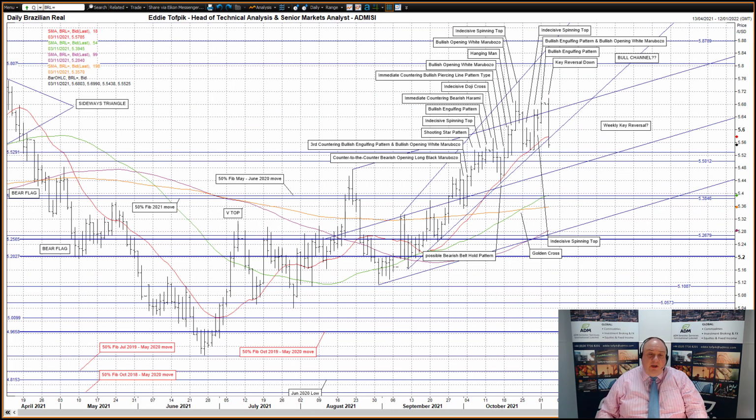US dollar against the Brazilian real. A huge key reversal down and bearish long black Marubozu yesterday. This coming after Tuesday's public holiday and with Monday being the only other working day of this week.